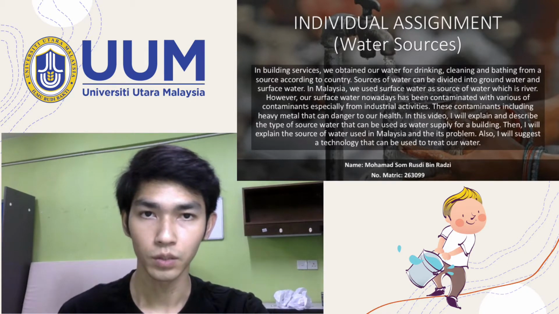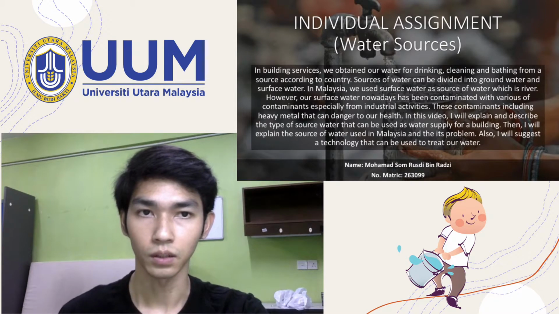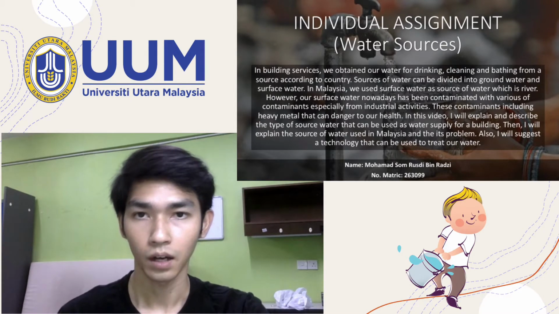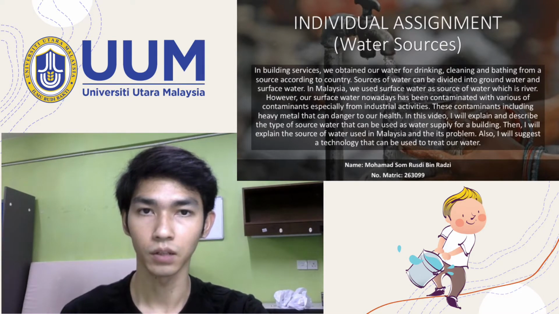In Malaysia, we use surface water as a source of water, which is a river. However, surface water nowadays has been contaminated by a variety of contaminants, especially from industrial activities. These contaminants include heavy metals that can endanger our health.